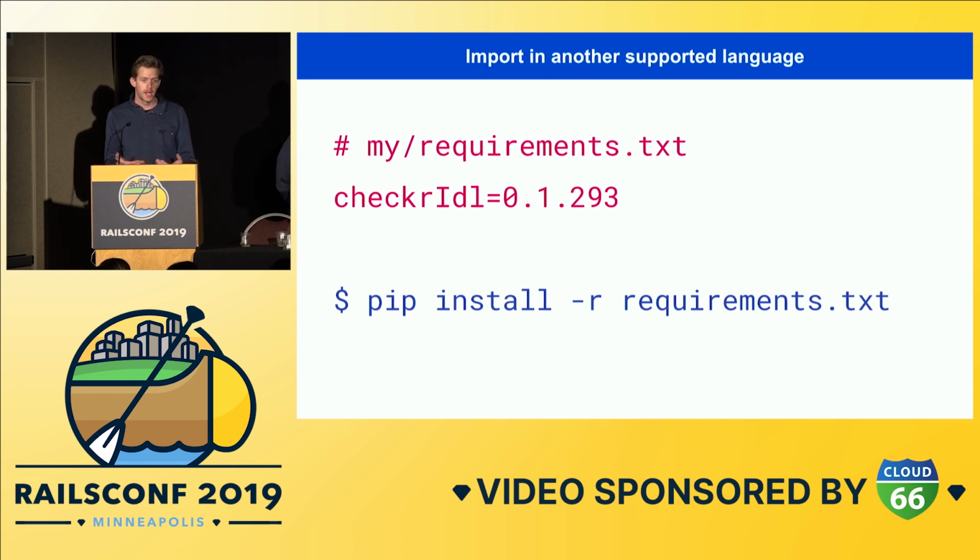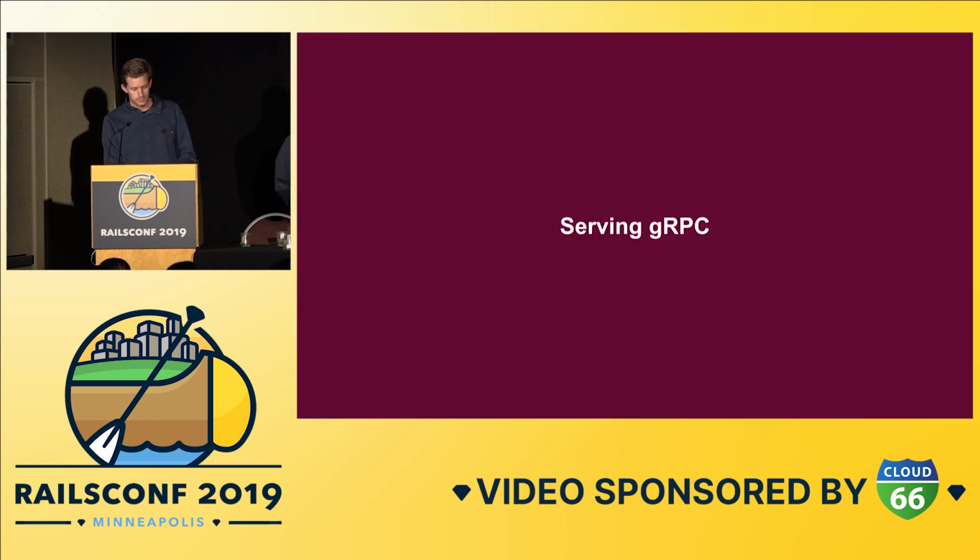Again, you can do this in any language that supports gRPC. So in this case, maybe you include Checkr IDL in your requirements.txt and run pip install requirements.txt. So let's talk about how you start to serve gRPC requests and what that looks like in Ruby.